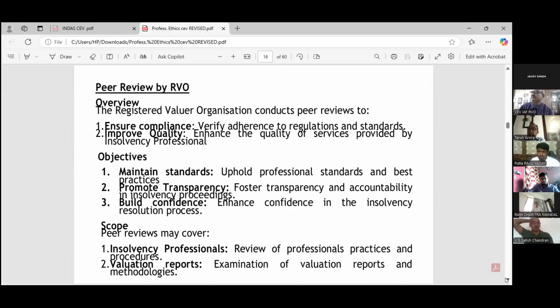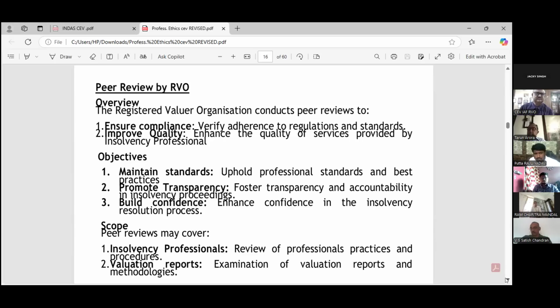Is there any deficiency in your report? If you remove the deficiency, then it is very beneficial for you. They also verify adherence to regulations and standards: whatever regulations and standards are given by the IBBI, are you following them or not? Peer review also improves the quality of the services.